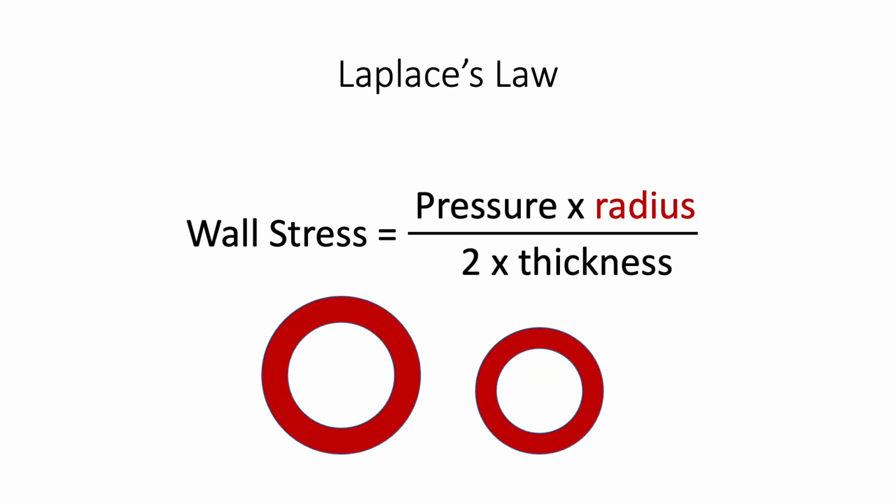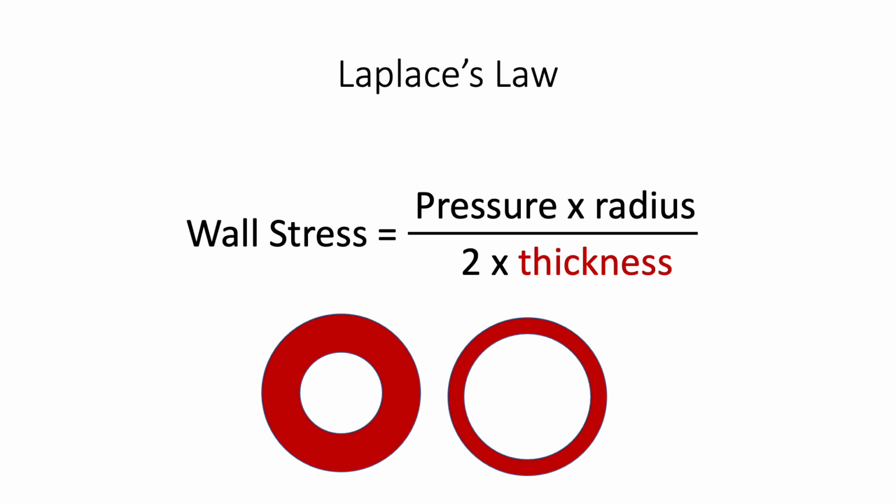If you increase the radius, like the circle on the left, that will also increase the wall stress. So patients that have a dilated left ventricle or a dilated cardiomyopathy will have increased wall stress, increased myocardial oxygen demand.